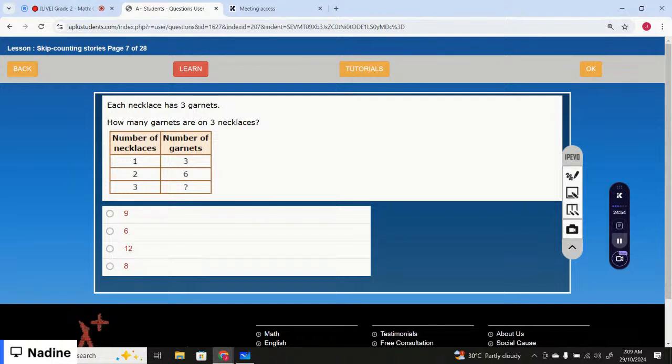Each necklace has three garnets. How many garnets are on three necklaces? So, which is the correct option?